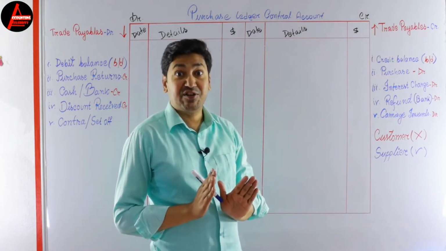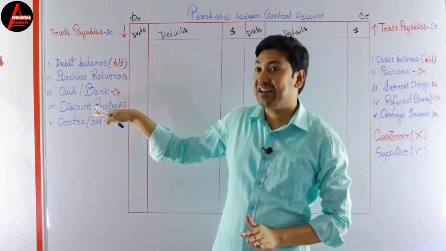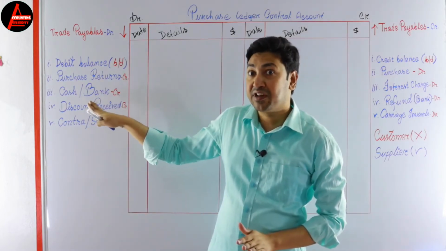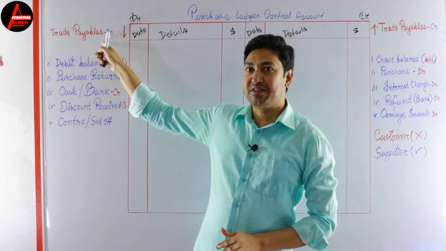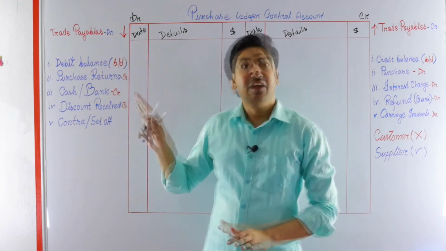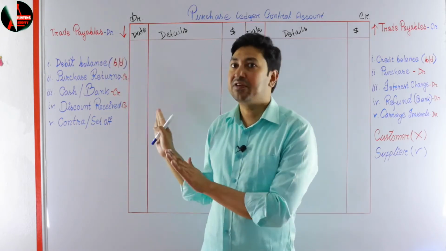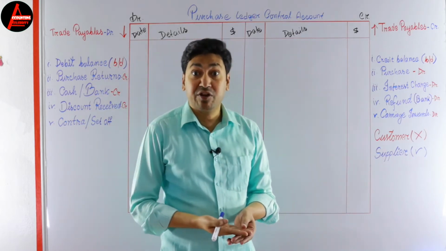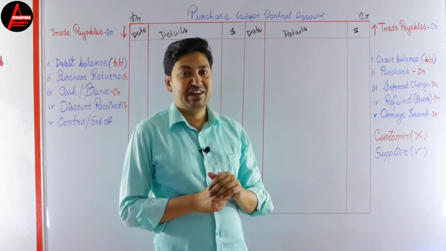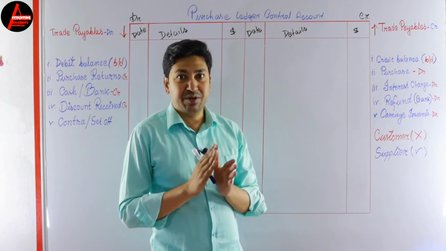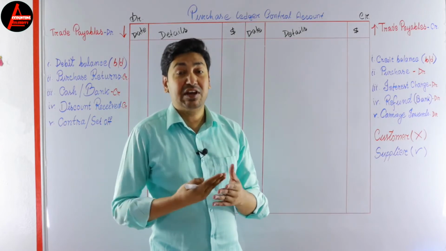But when you record, don't think about this item, whether this item is debit or credit. Think about trade payables. Trade payable is debit or credit? If trade payable is debit, record in the debit side. If trade payables are credit, record in the credit side. Very simple to understand. Now you need practice.